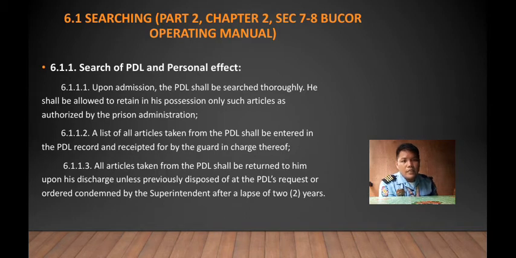The next, a list of all articles taken from the PDL shall be entered into the PDL record and receipted for by the guard in charge thereof. The next, all articles taken from the PDL shall be returned to him upon his discharge unless previously disposed of at the PDL's request or order condemned by the superintendent after a lapse of 2 years.